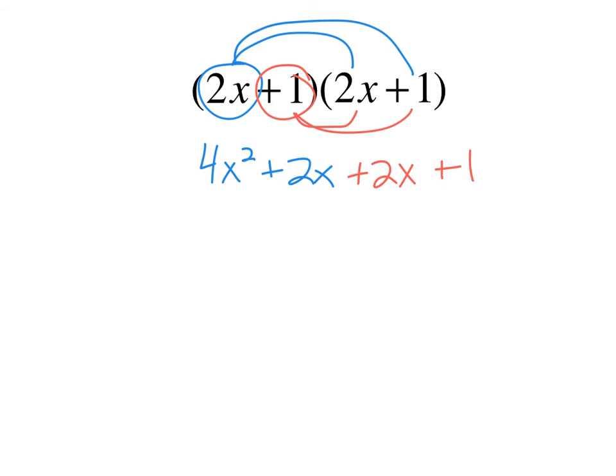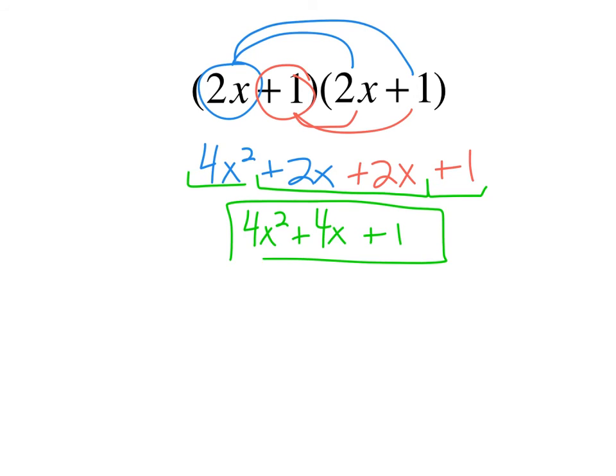At this point, take a look at your two middle terms here, where you have 2x plus 2x gives you 4x. Then bring down your first term, which was 4x squared. Bring down your last term, which was a positive 1. Here's your final answer, 4x squared plus 4x plus 1.